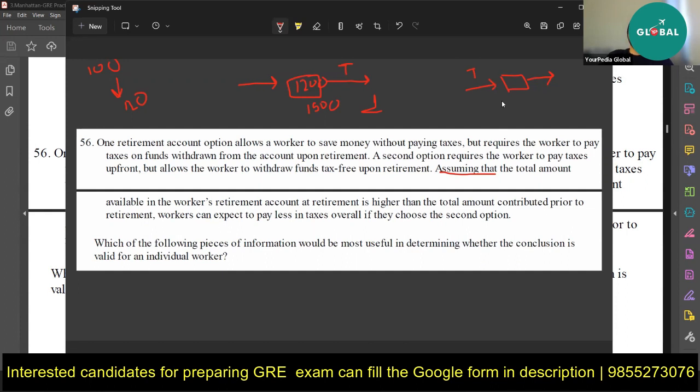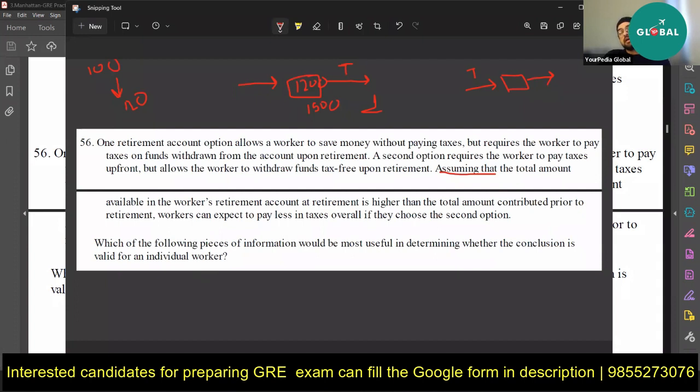Do you understand the argument, what he's trying to say? Yes, sir. So he's saying workers can expect to pay less in tax overall if they choose the second option. Is it making sense? Because in the second option they have to pay tax on the 100. Now the question: which of the following pieces of information would be more useful in determining whether the conclusion is valid for an individual worker or not.